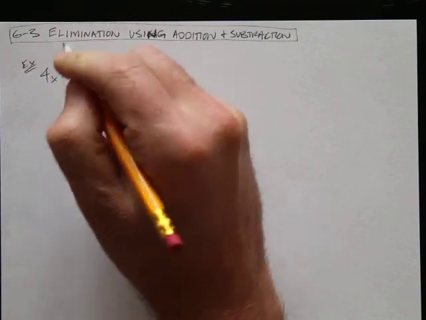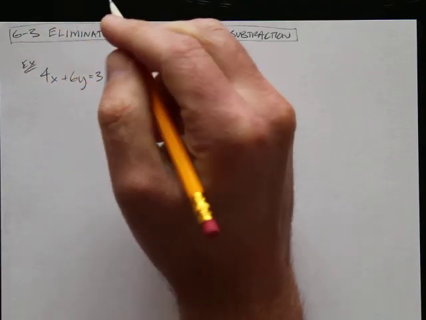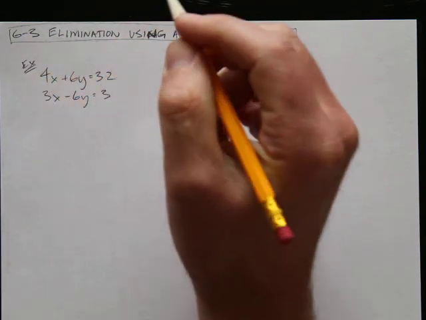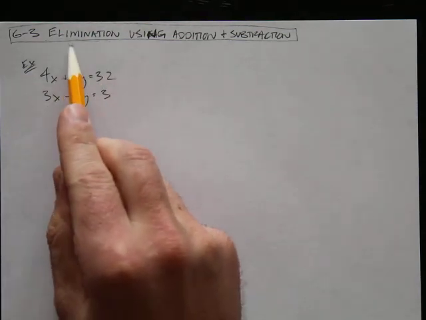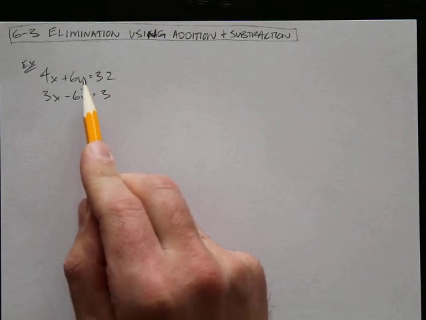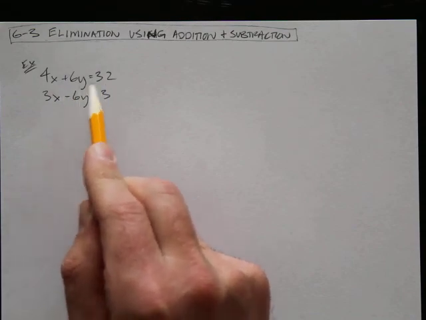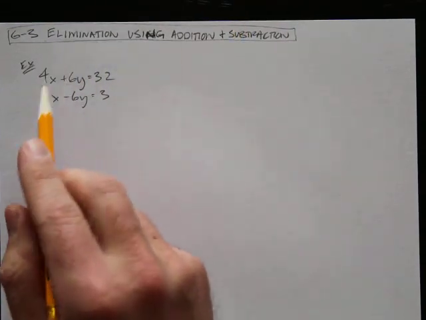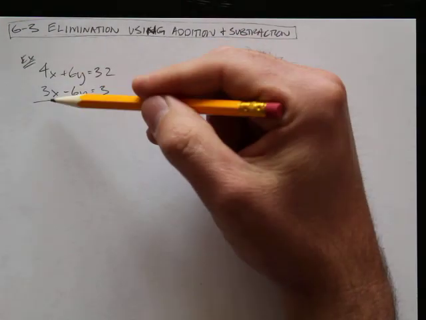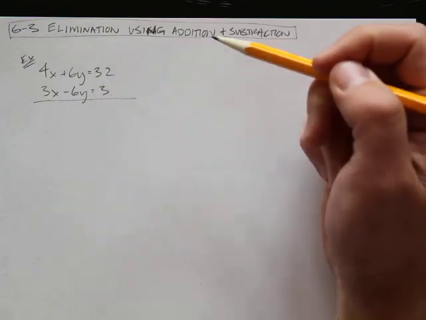So here's an example. I've got 4x plus 6y equals 32 over 3x minus 6y equals 3. Now, you know you want to use elimination when you have something like this. I have a positive 6y and a negative 6y. So this system lends itself very easily to elimination. And here's what elimination looks like. I just draw a line right here and make sure I have x's lined up here, y's lined up right here, equals, and then our number here.